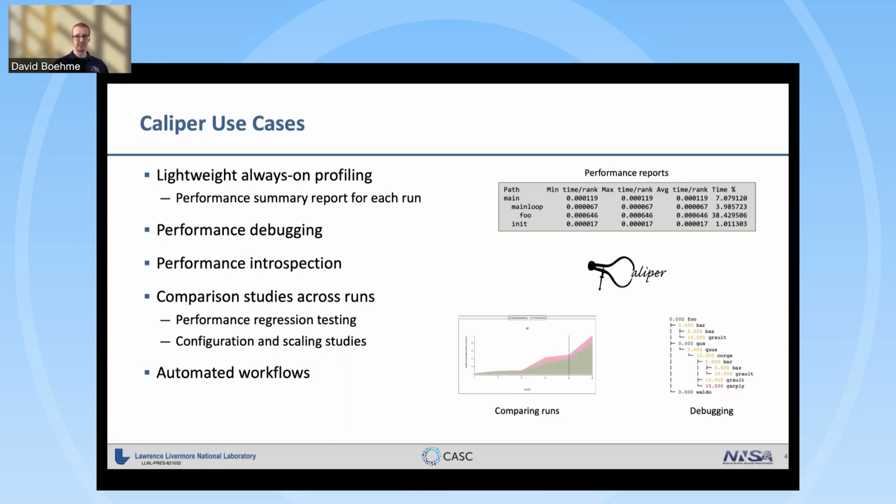And one important use case for Caliper is actually comparison studies across runs. When we want to do scaling studies, regression testing, essentially comparing different program inputs, then Caliper is a great platform for that. And that's because it's easy to automate, and also it can record not just performance information, but also metadata for individual program runs as well.